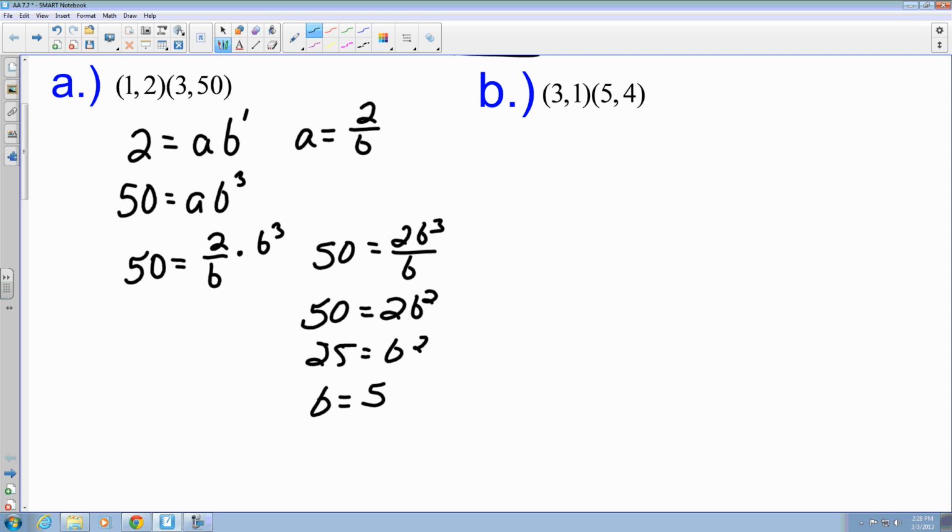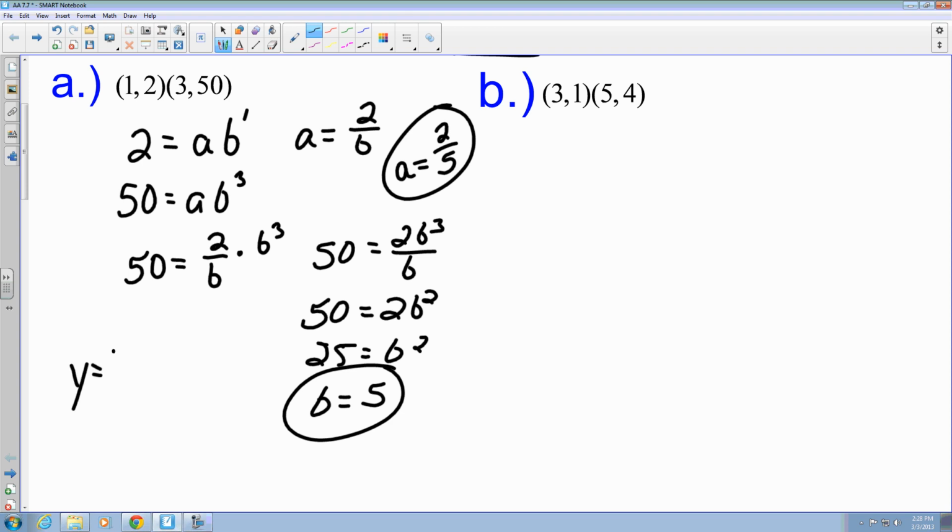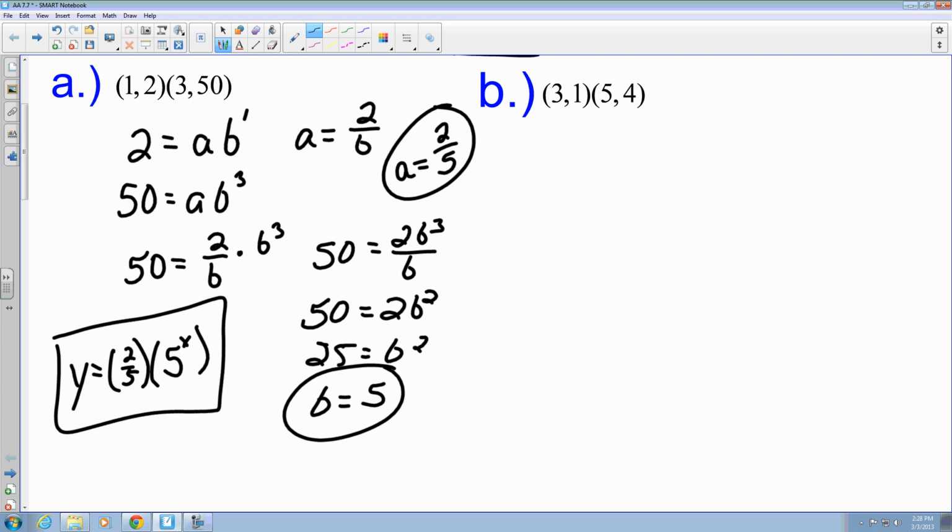Now what we can do is substitute back into the equations to find what a is. So I got b here, so I'm going to say a equals 2 over 5. So I got b, I got a. I have the things now to write my general equation, which means x and y are again variables. So now I have y equals 2 over 5 times 5 to the x power. And that is the equation that we're looking for, and that's the answer I want.